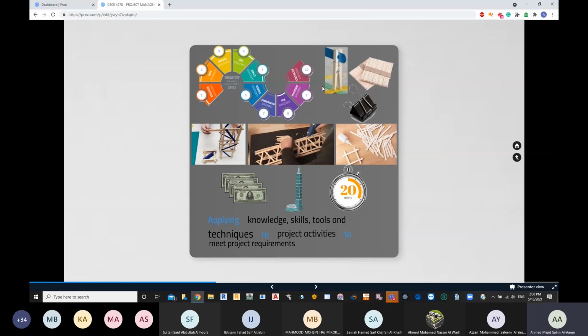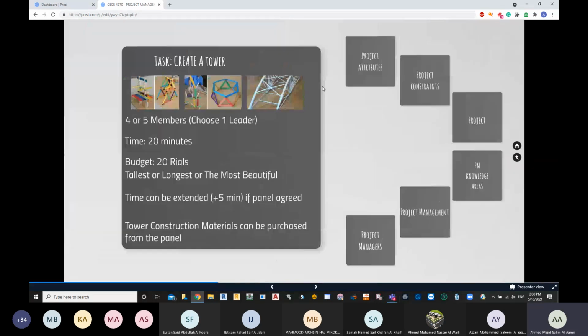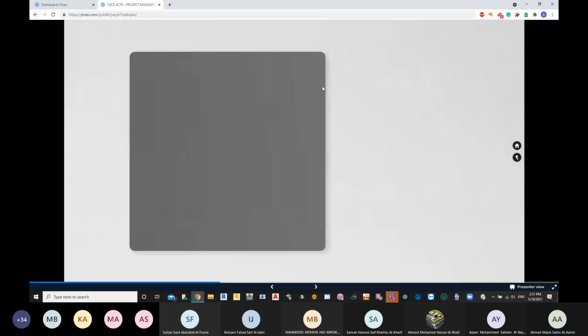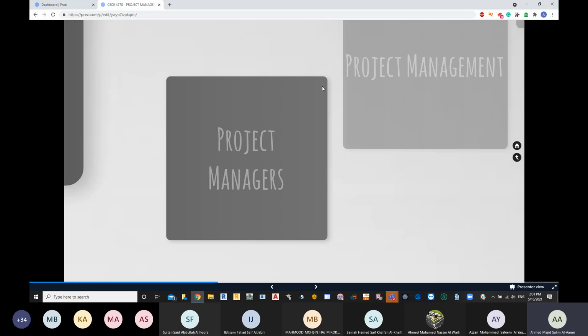Okay, so once again, I'm going to use the knowledge and the tools in my activities, whatever is the nature of the project, to meet the requirements of the project. That is the meaning of project management. And once again, you should not memorize. I don't bring definitions, but you should not memorize anyhow. Okay. Project managers. We're going to talk about project managers.